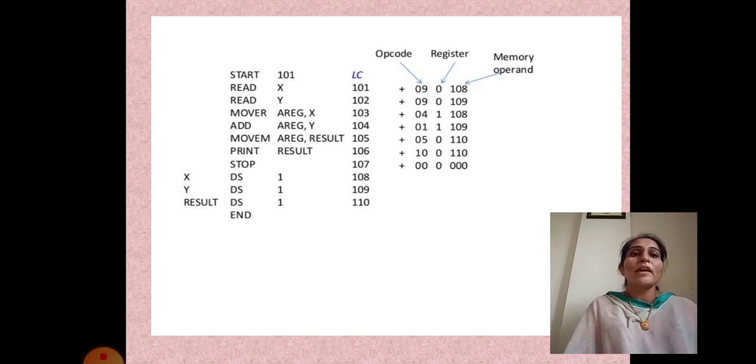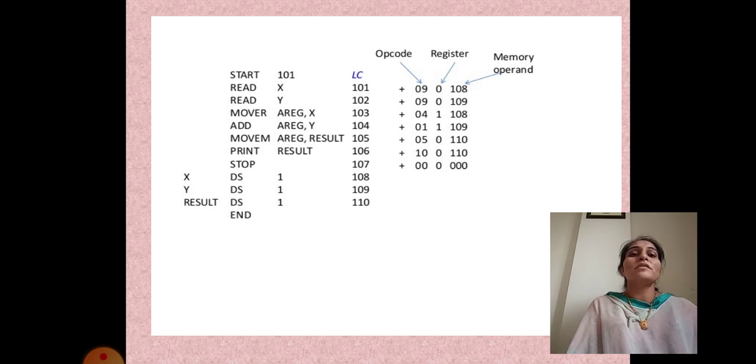See, firstly, the read code is 09. The first operand is never here, either memory or condition, that's why I take 0, and the X address is 108. You can see it in the figure. So 108 is taken, therefore read X in machine code is 090108. In the same way we can create the movem areg result code. Movem is 05, that's why 05. Areg is 0, the result address is 110, that's why 110 is taken. And stop is 00, there is no operand one and operand two, that's why all zeros will be there.